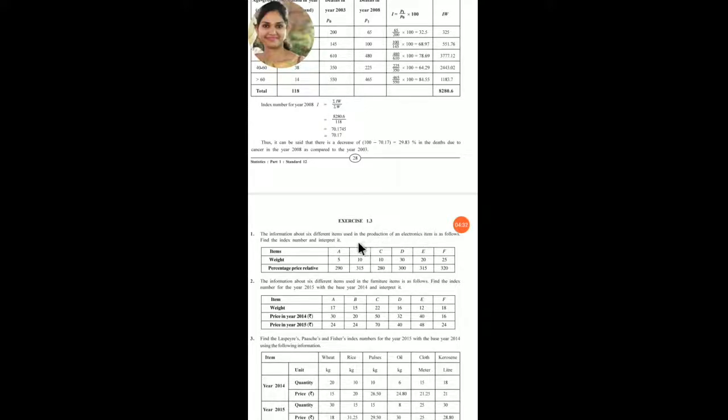It means 6 different groups of items are given: items A, B, C, D, E and F. Their weights are given. Weight means the W column: 5, 10, 10, 30, 20 and 25. And the percentage price relative is also given. I is given as P1 upon P0, and the percentage is given. It means P1 upon P0 into 100. Price relative means P1 upon P0, and percentage price relative means into 100 is also given. This is the I column, this is the W column: 290, 315, 280, 300, 315 and 320.